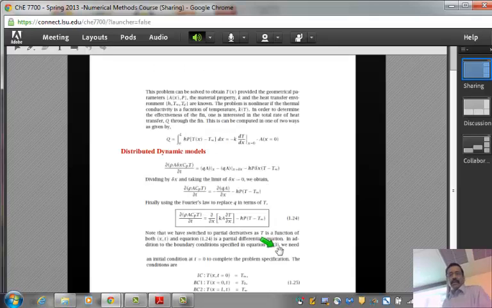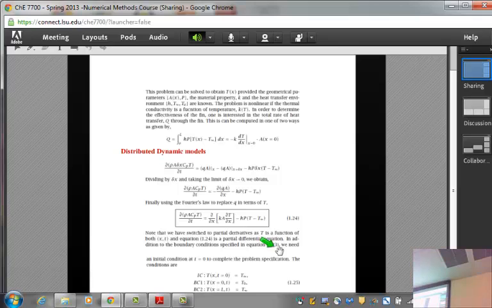This is continuing on the same problem. Once you get the temperature profile, as an engineer, you are interested in answering practical questions. That is, how much heat is this fin going to dissipate? You need to know what is the total Q. And you can calculate that by one of these two ways.